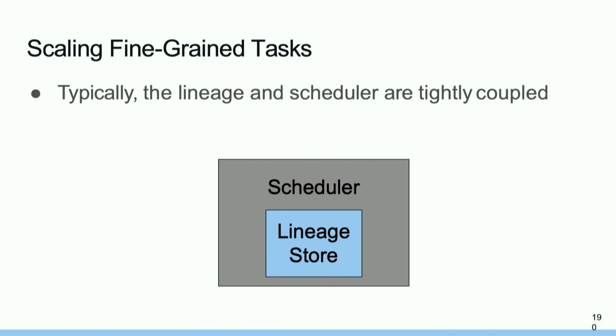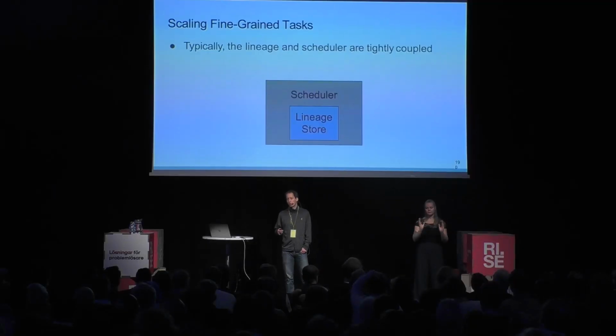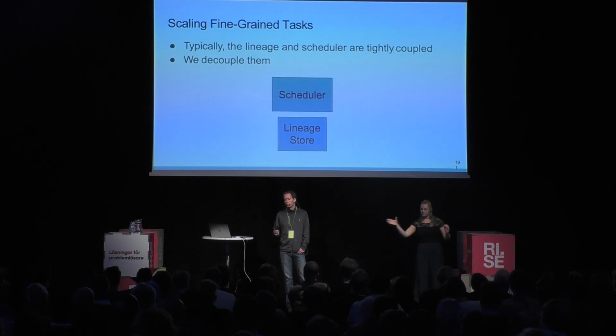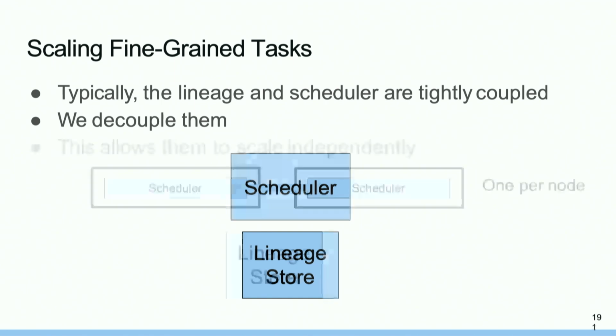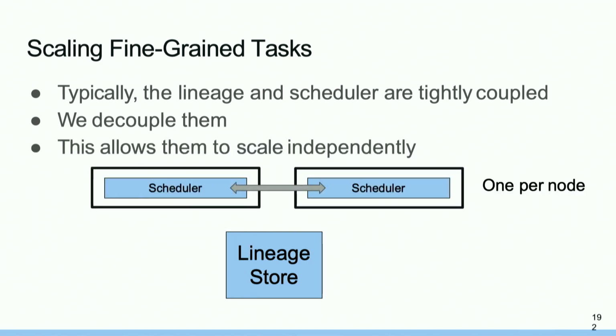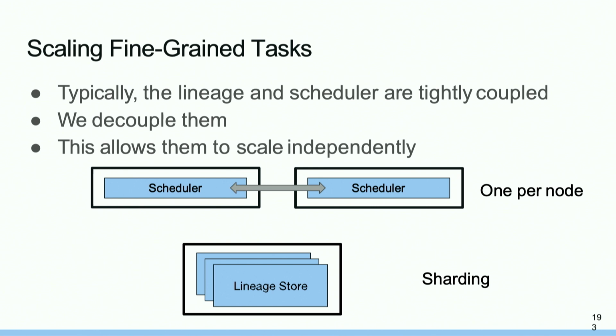So traditionally, the scheduler and the lineage store are very tightly coupled. They're typically part of the same process. And to get the performance requirements, we just decouple them and put them into separate components. And that means we can replicate them individually. So we can have multiple schedulers. In fact, we have 1 per node in the cluster. And we can also replicate the lineage store and shard it to get very high throughput.